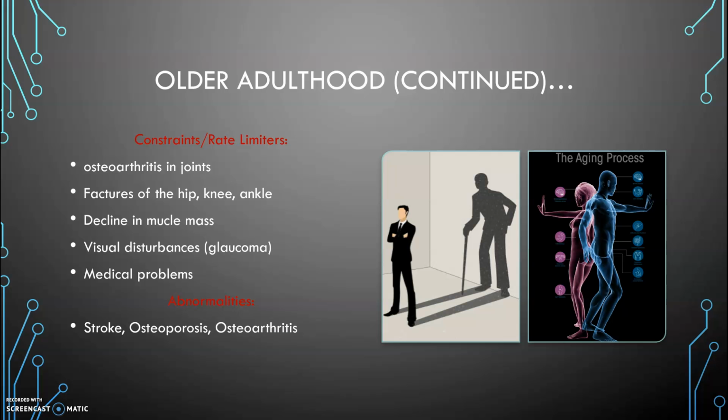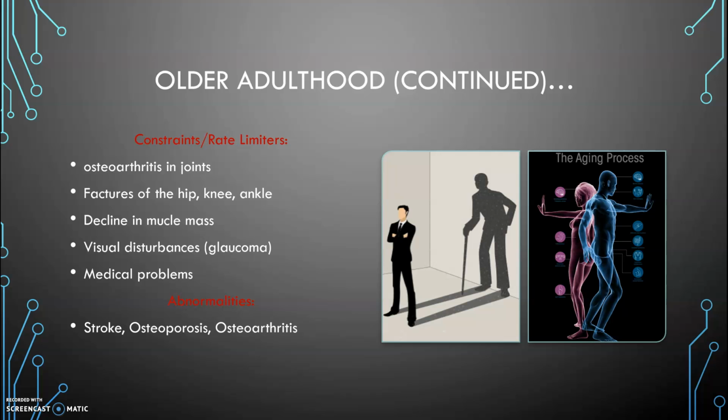Next, we have some constraints, which, aside from aging, include the typical wear and tear of the body. There can be visual disturbances that can prevent one from adequately seeing and thus limit one from walking as much. There can also be medical problems that contribute to this. It can potentially become a decline in muscle mass. Other constraints would be that they don't want to walk because they have had a history of falling and breaking a hip or a knee.